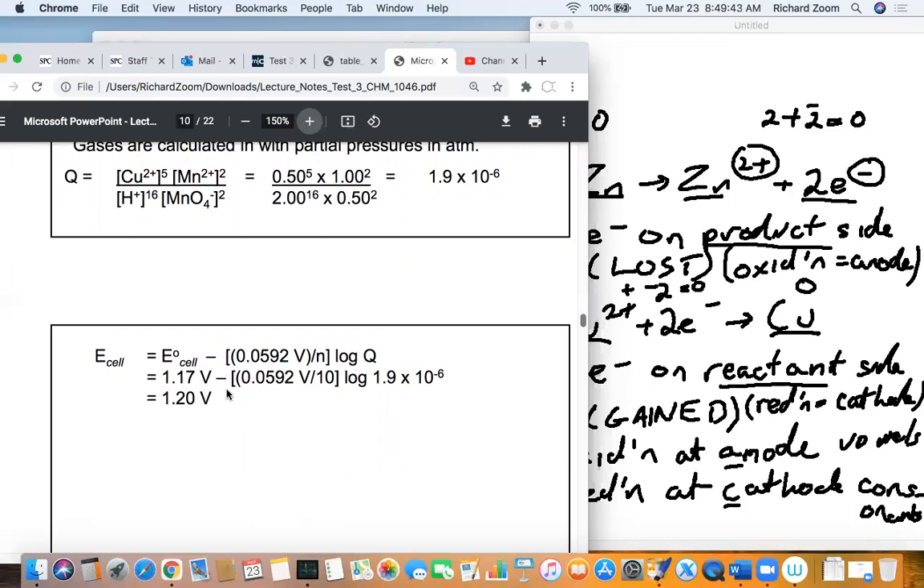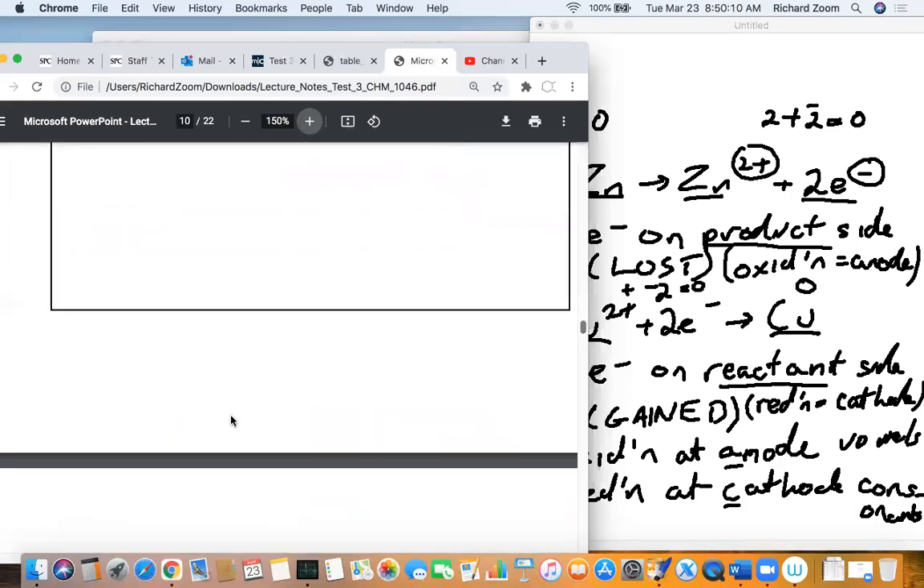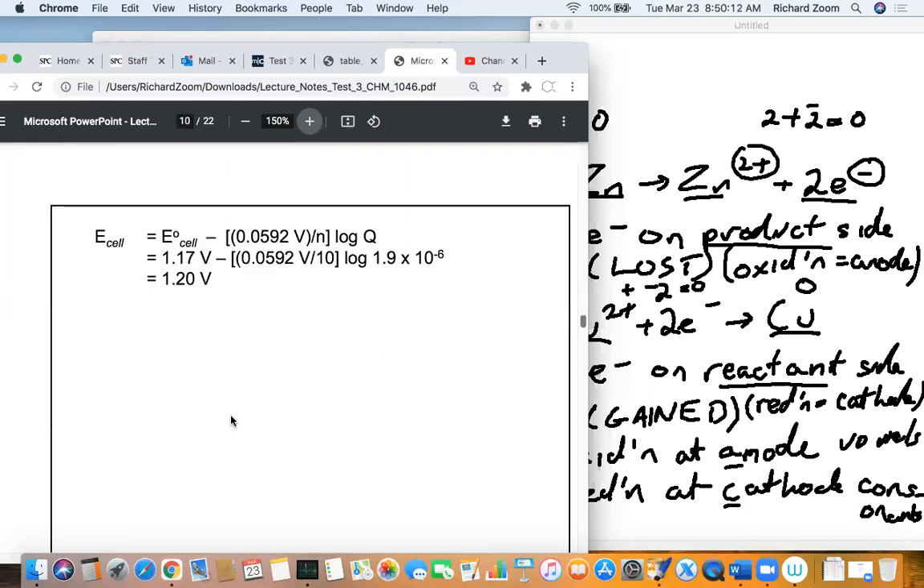And then you'll see that it's not very different really from what we calculated for the E0 cell. The E0 cell was 1.17 volts. Once we factor in this other business that comes from the involvement of a log Q, we end up getting 1.20 volts, which is only a difference of 0.03 volts. Okay. Does anybody have any questions?